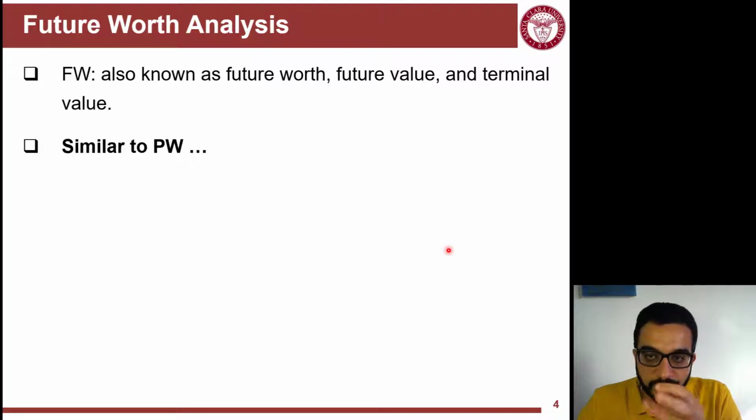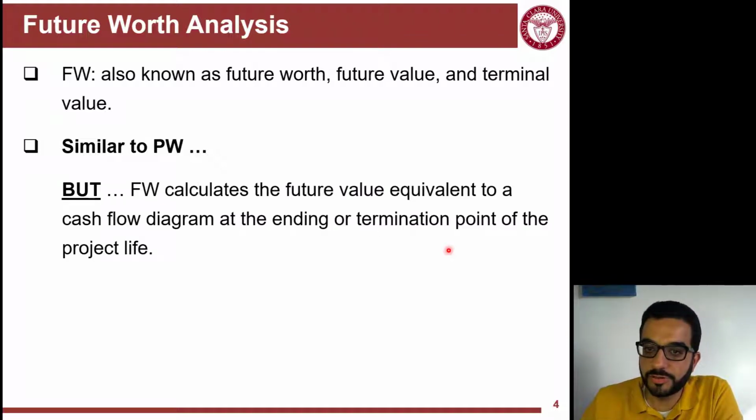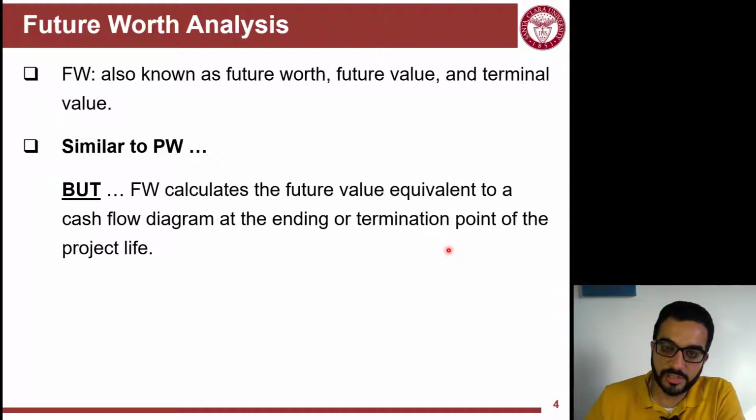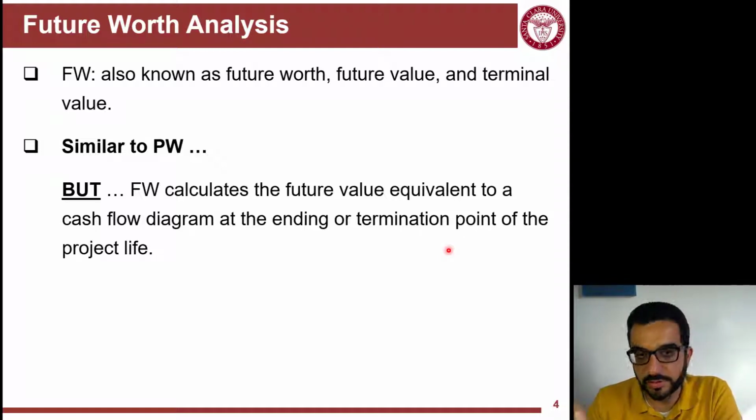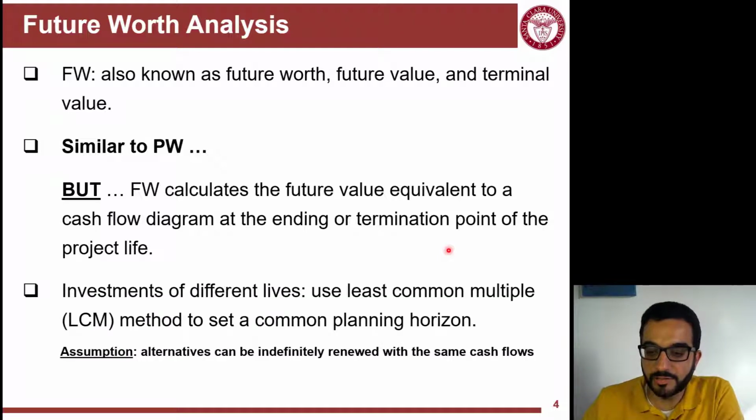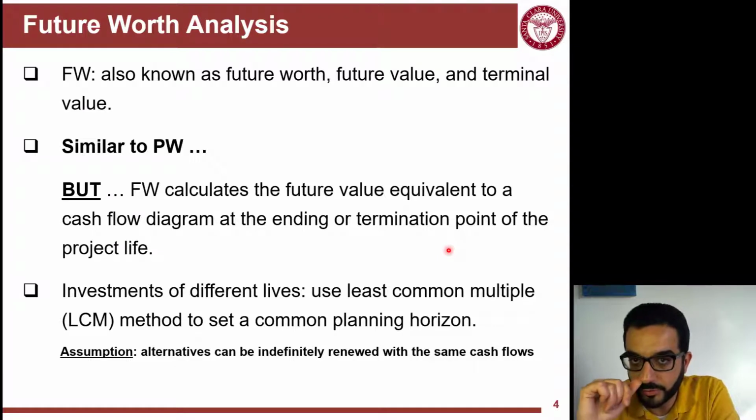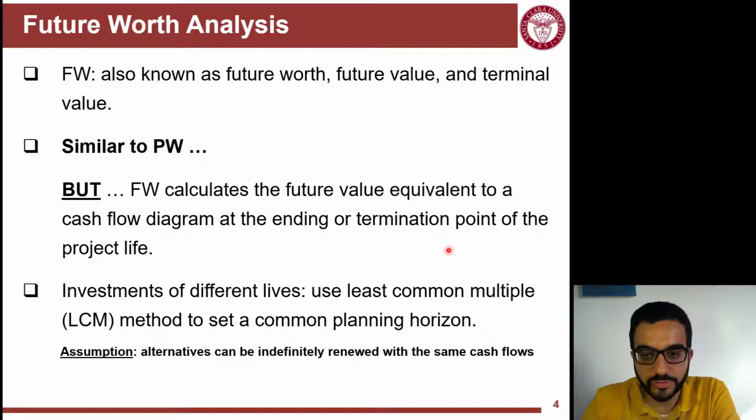Future worth is a similar thing, but instead of calculating the worth in the present, you calculate it in the future, which is the terminal point in the cash flow that we have for each alternative, meaning the end of the last year of the cash flow. The same condition applies if the alternatives are renewable. This means that I will look for the least common multiple number of years to be my planning horizon.